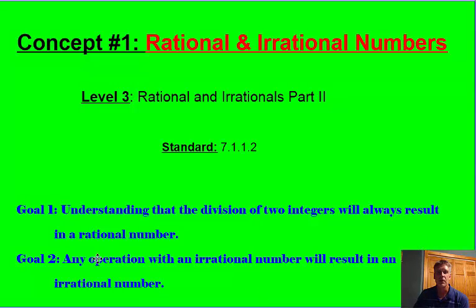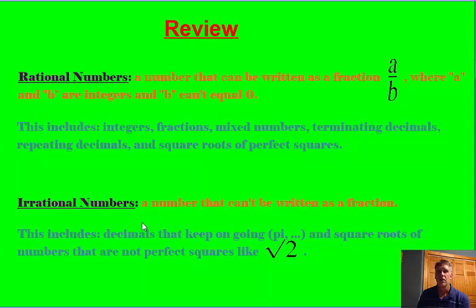Let's review. First thing I want to look at is the definition of rational numbers. What is a rational number? Well, we've looked at before. A rational number can be written as a fraction of two integers, a and b, where b cannot equal zero. Remember, we talked about the first few letters of rational is the word ratio. And a ratio basically is a fraction of two different things.